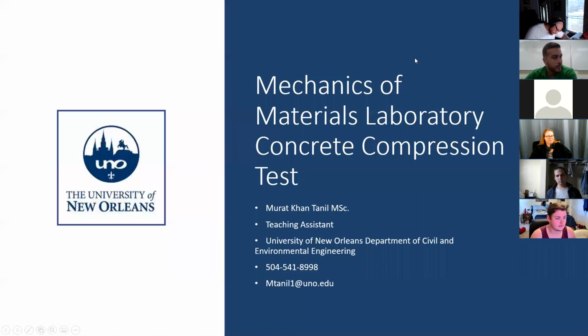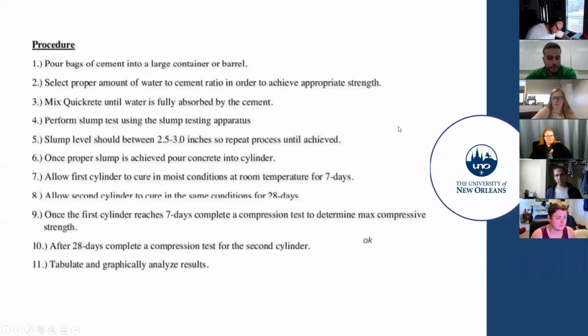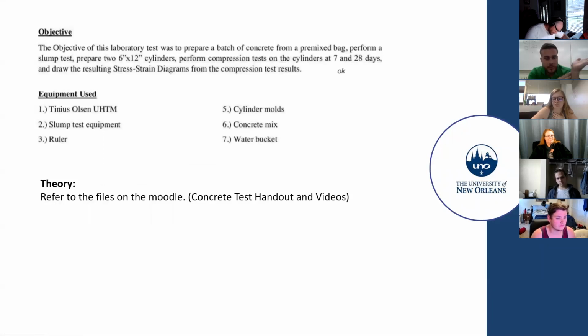So, one more slide. Okay. Objective was clear. You can see that I said okay to the student who submitted this report. Equipment used is missing one piece of equipment, which is a wheelbarrow. He forgot to add the wheelbarrow, but I believe he assumed that the slump test equipment includes the wheelbarrow. And I said, refer to the files on Moodle, for example the concrete test handout or videos. So for the theory section, you should refer to these files so you can write your theory.